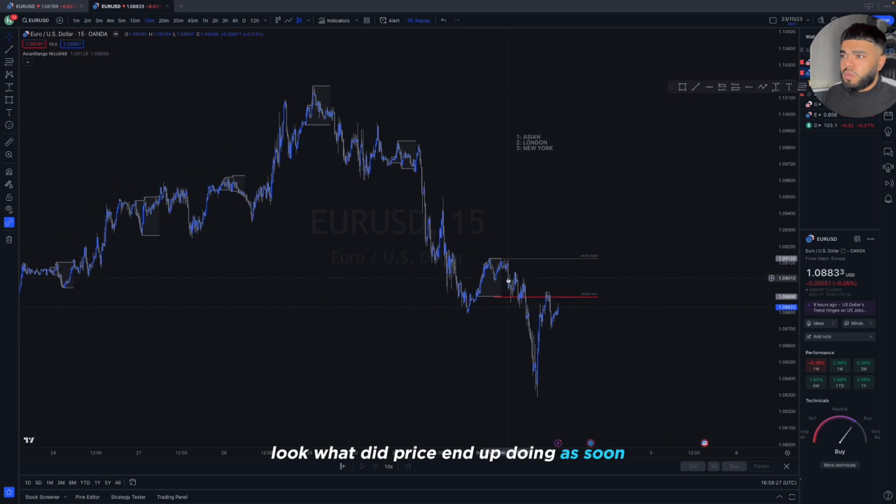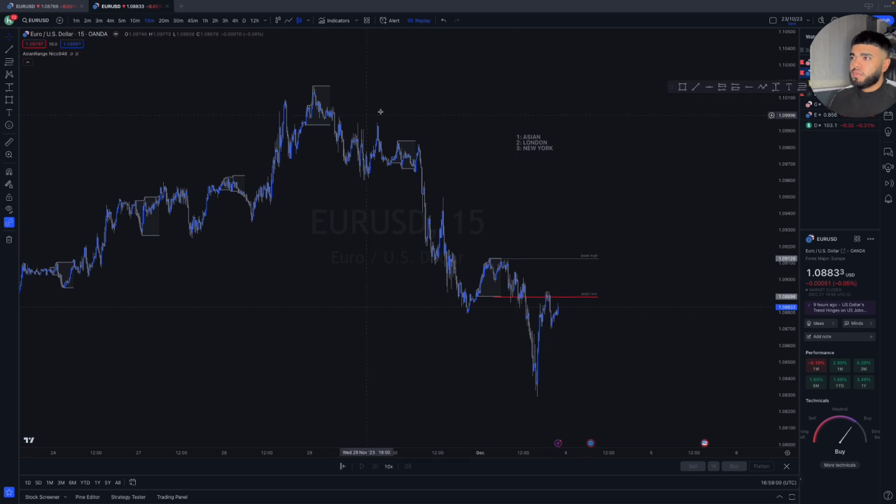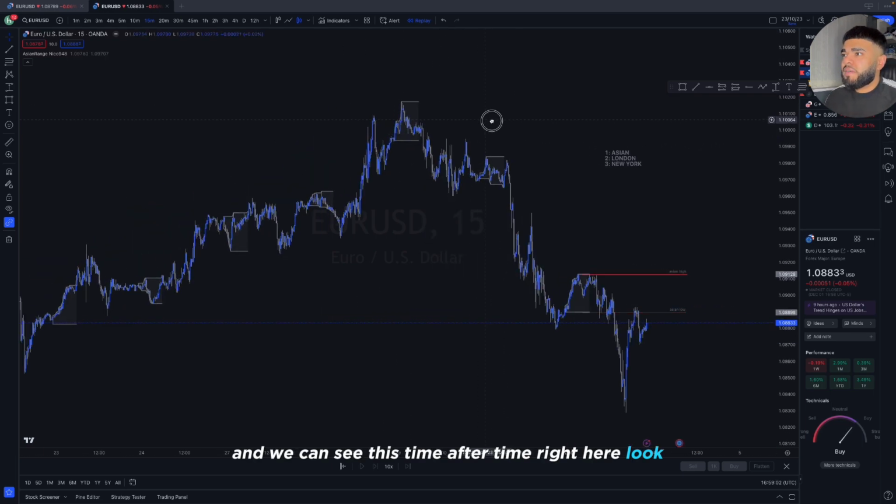What do I mean by that? Look, what did price end up doing? As soon as the Asian session closed and the London session started, what did price do? Price came up, pinched the highest point of the Asian session, came down and took the lowest point of the Asian session. So this is an indicator for us that once the Asian session has been made, price will always take the highest point and the lowest point as well. And we can see this time after time.